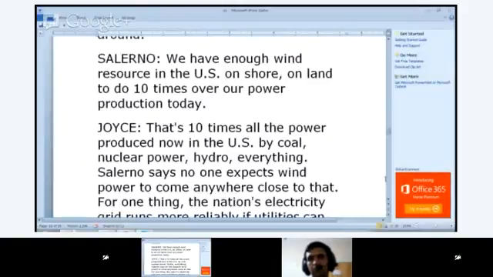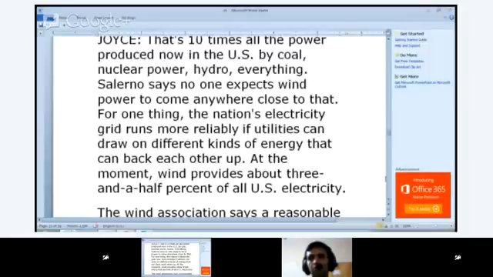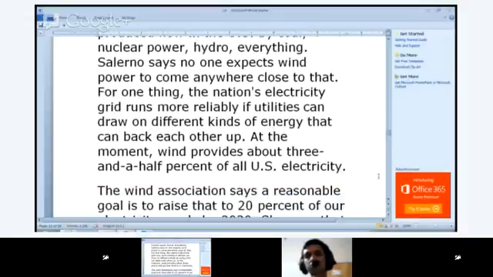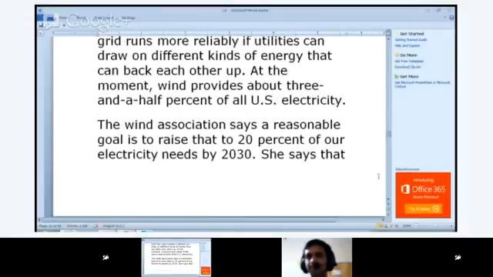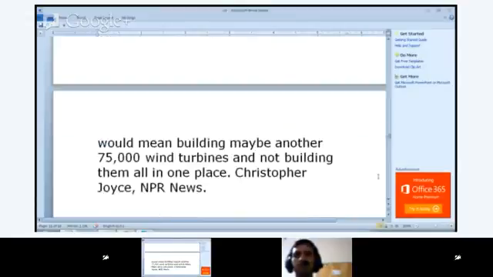Salerno says no one expects wind power to come anywhere close to that. For one thing, the nation's electricity grid runs more reliably if utilities can draw on different kinds of energy that can back each other up. At the moment, wind provides about 3.5% of all U.S. electricity. The Wind Association says a reasonable goal is to raise that to 20% of our electricity needs by 2030. She says that would mean building maybe another 75,000 wind turbines, and not building them all in one place. Christopher Joyce, NPR News.